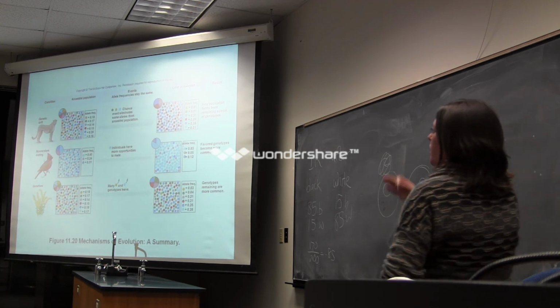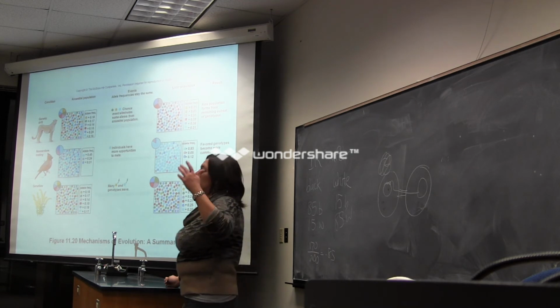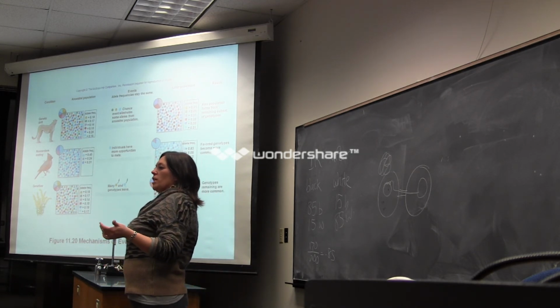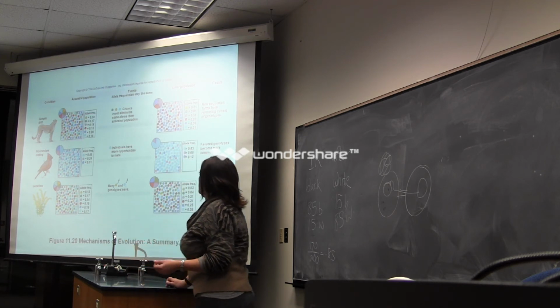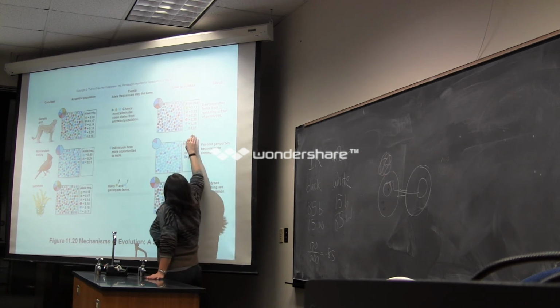You also have genetic drift. These are chance events that decrease the number of alleles in a population, like the bottleneck effect. That's going to decrease the number of alleles, and it's going to change the allele frequency.